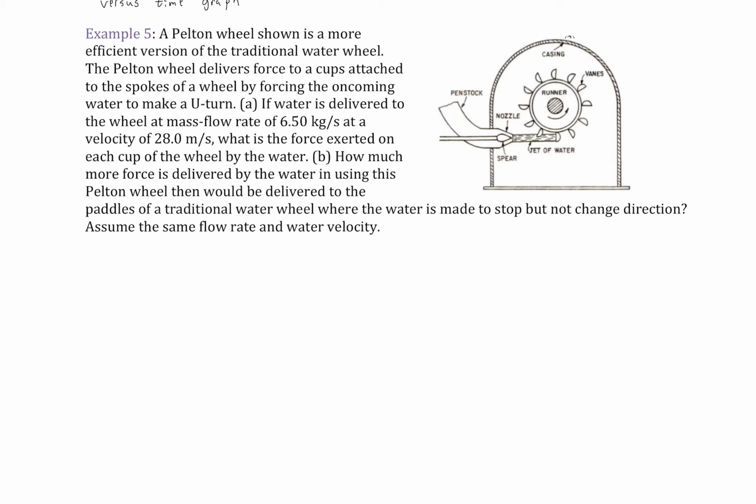So if the water is delivered to the wheel at a mass flow rate of 6.5 kilograms per second at a velocity of 28 meters per second, what is the force exerted on each cup of the wheel by the water? How would we solve that? Well, we have Newton's third law, so the force on the wheel is equal to the negative of the force on the water. So the force on the wheel is equal to the negative of the mass flow rate times the change in velocity.